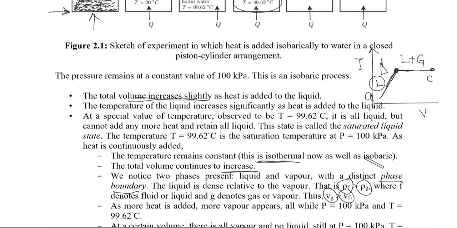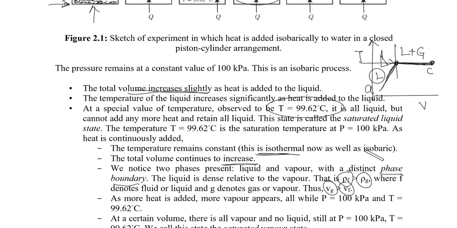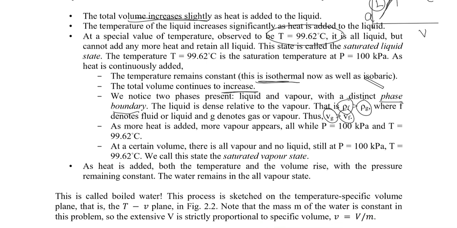Now, what is this temperature? I say this is saturated. When it becomes saturated, this temperature you would normally call the boiling temperature, but from now on we will call it the saturated temperature. So we have a phase transformation at the saturated temperature, and for pure water, that saturated temperature is 99.62 at a certain pressure.